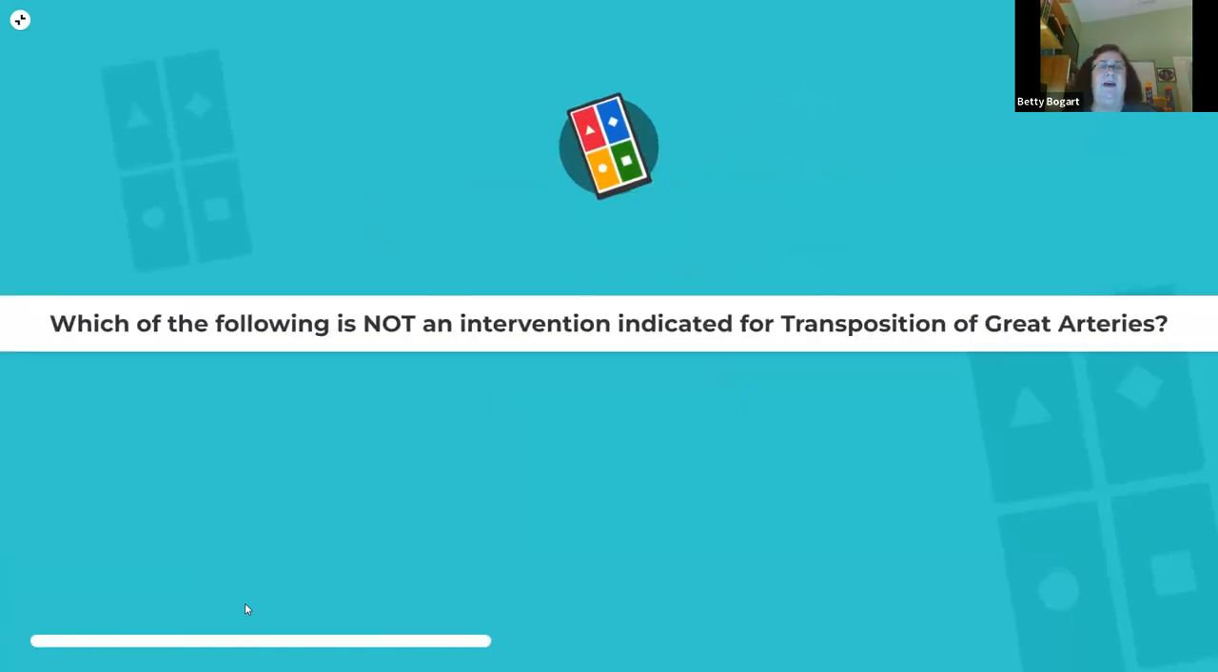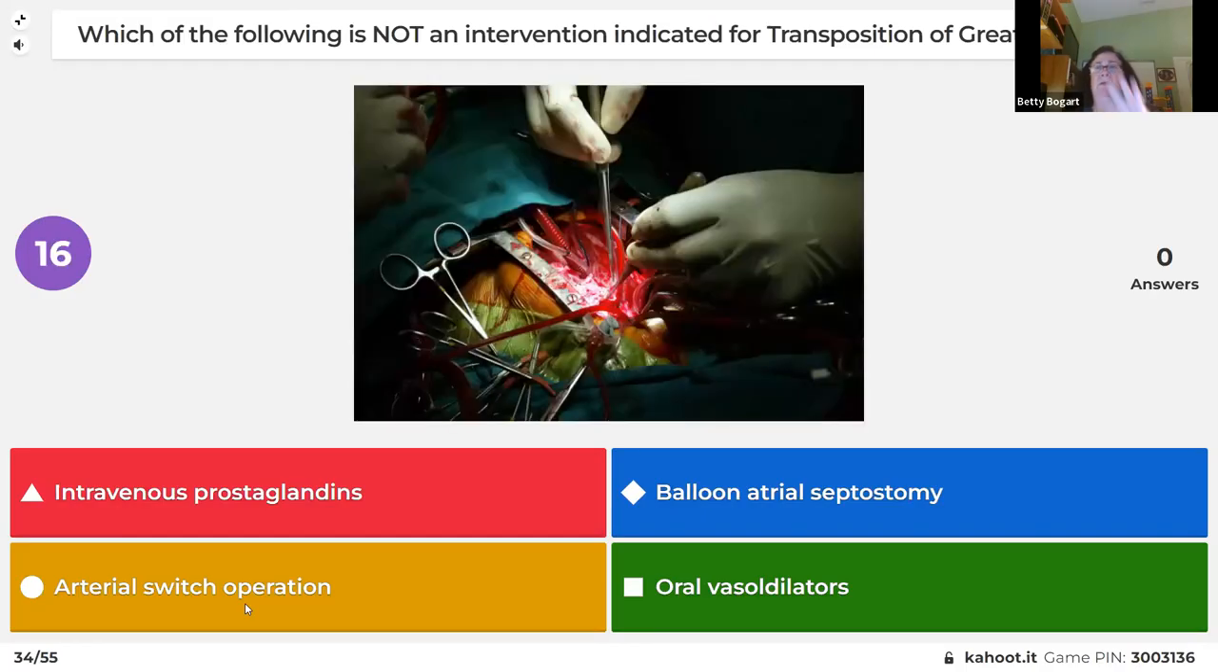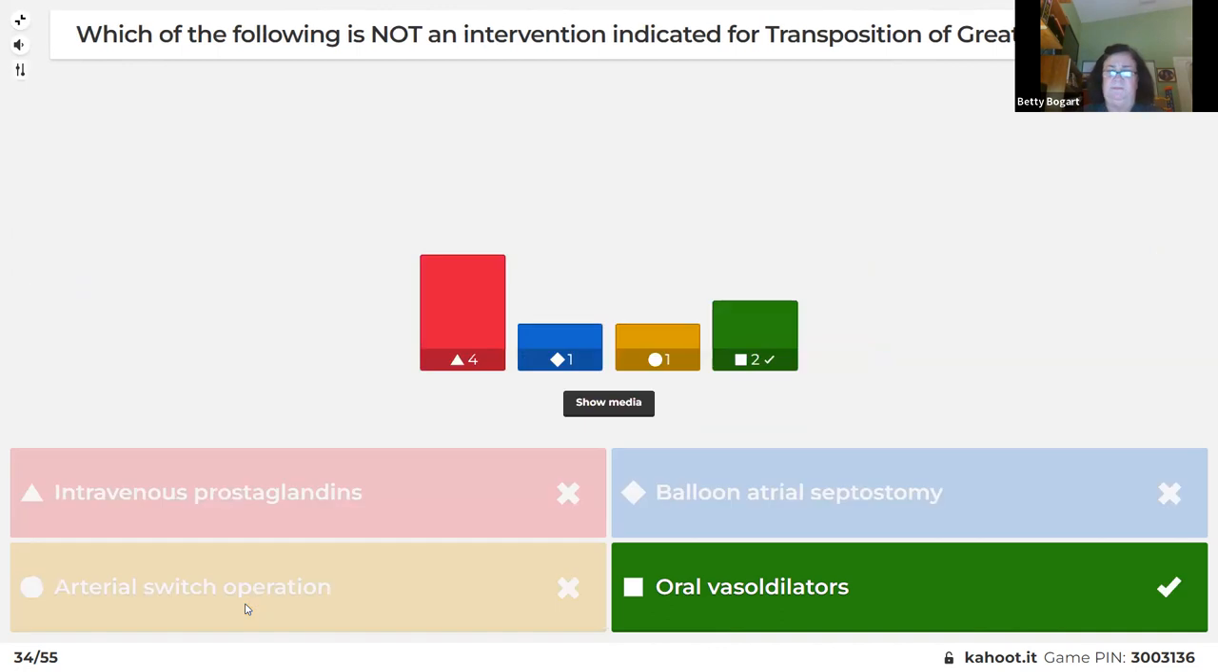Which of the following is not an intervention indicated for transposition of great arteries? So remember, you have pulmonary blood, oxygenated, systemic blood, not oxygenated, and they aren't mixing. How do you get oxygen to the body? You want your prostaglandins. And then sometimes, as I said, you take that patent foramen ovale and punch a hole in it to make more flow between right and left side.